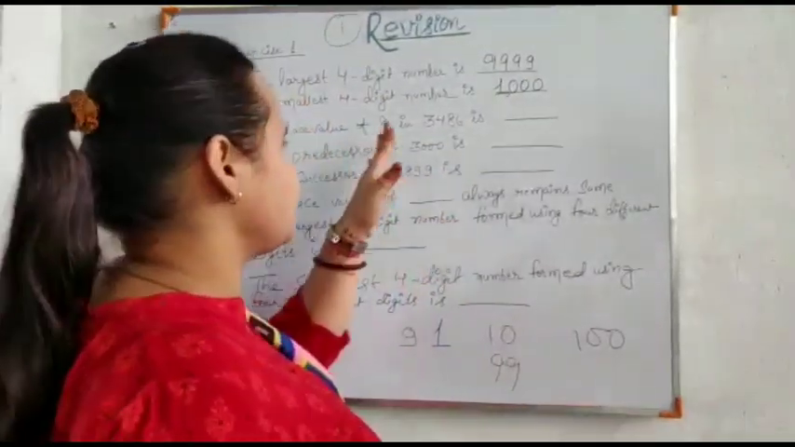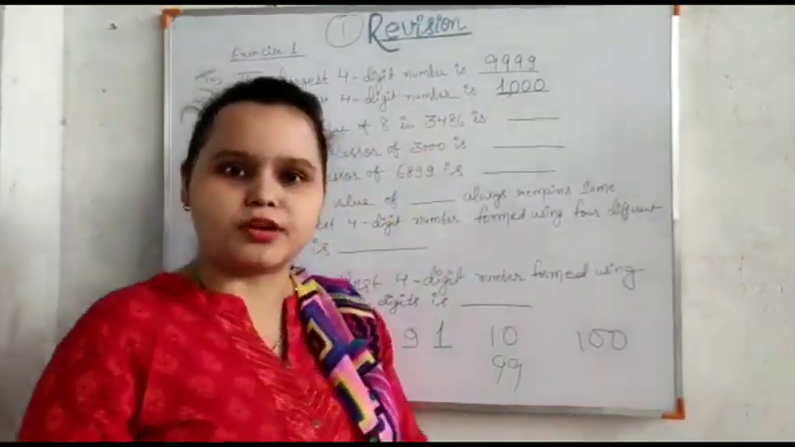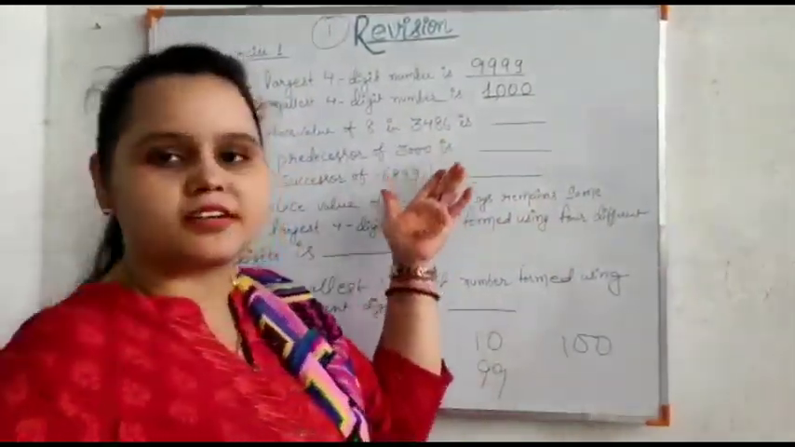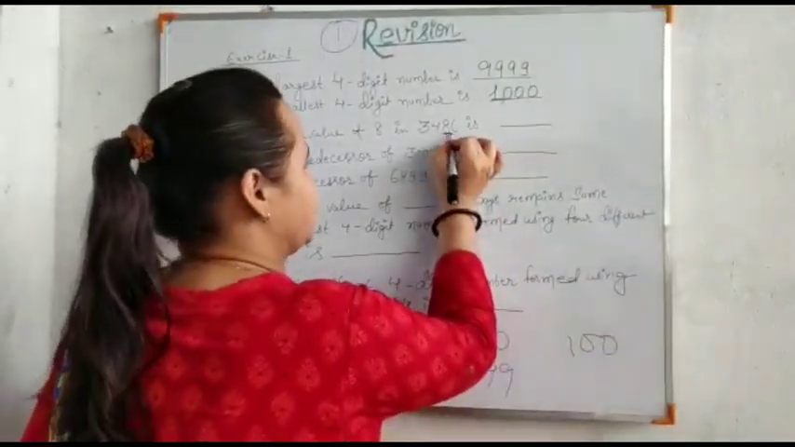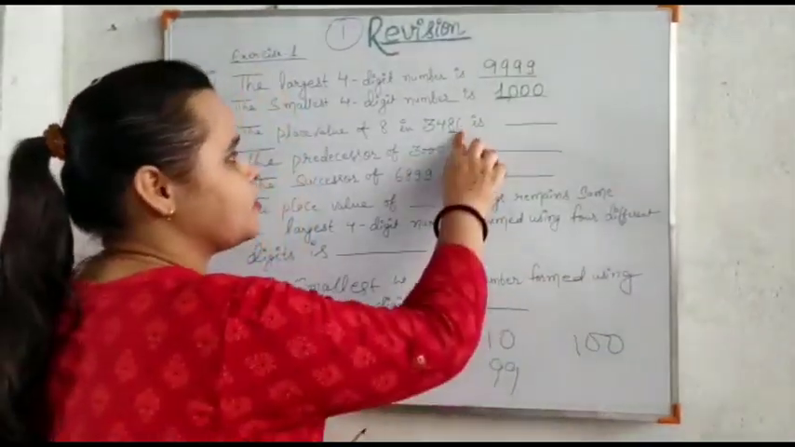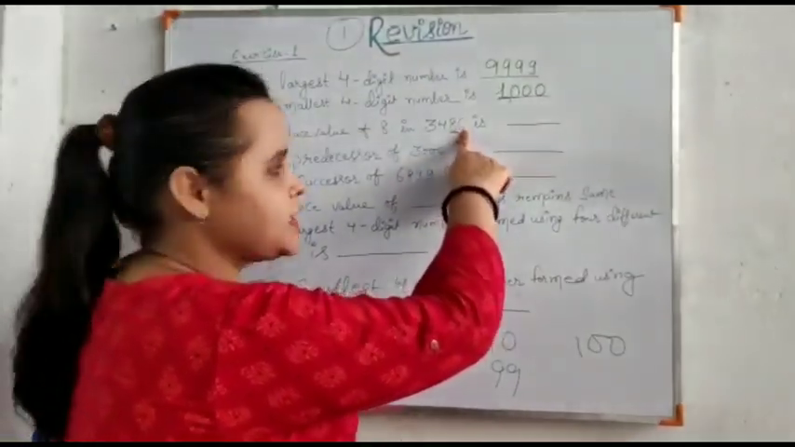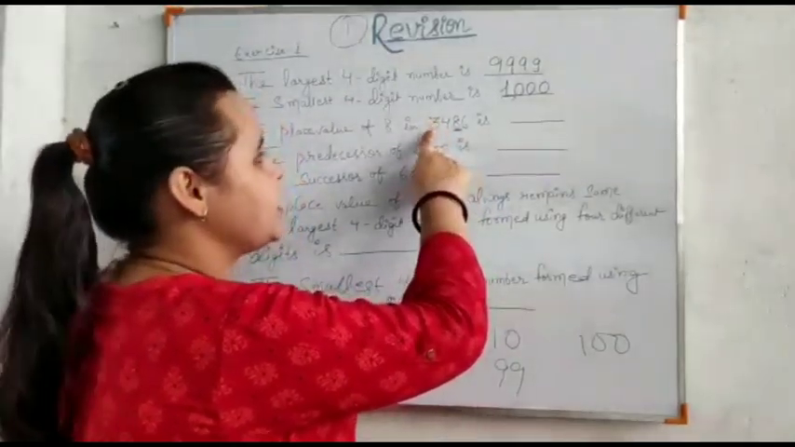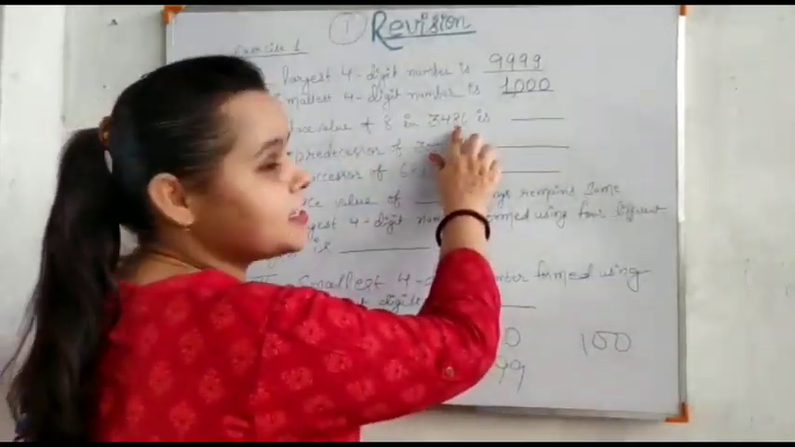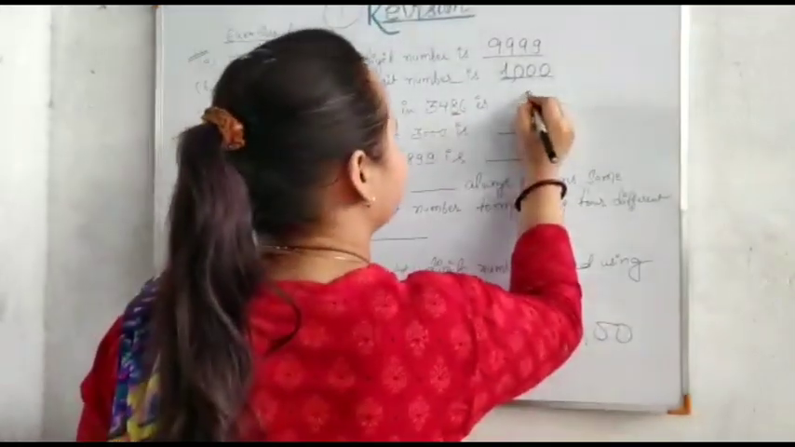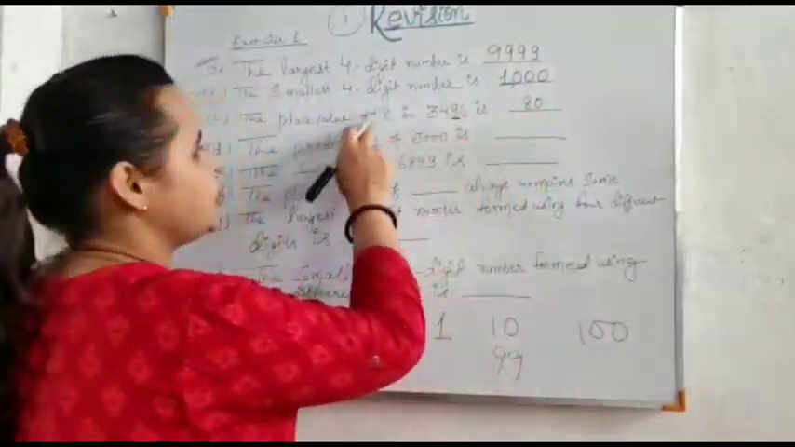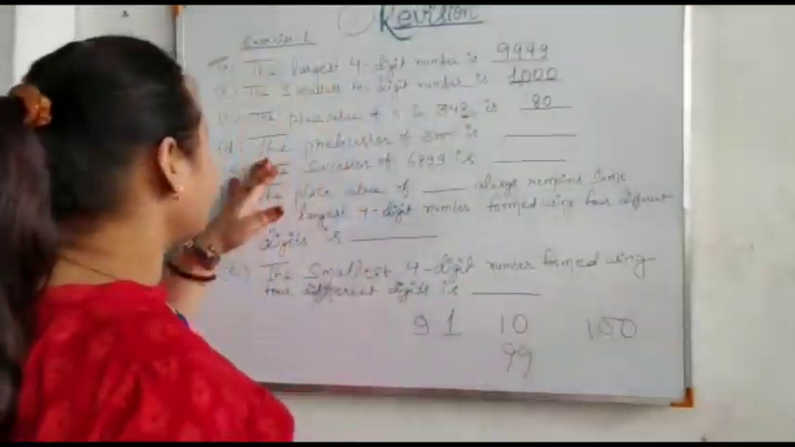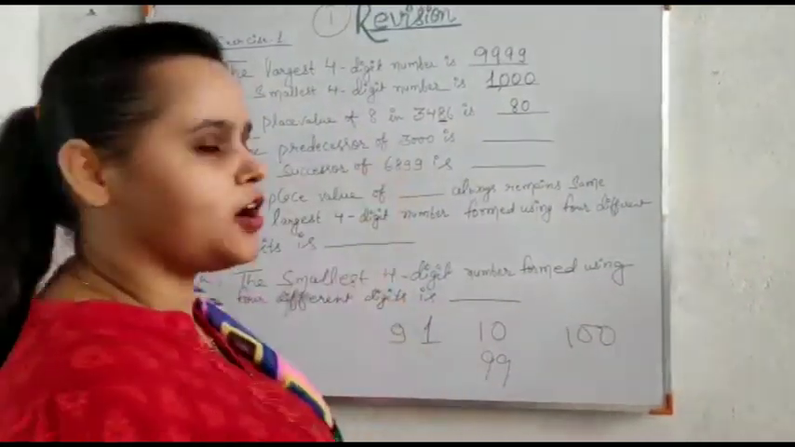The next question is the place value of 8 in 3486. Now I have to tell you the place value of 8 in 3486. Just we say once: 6 is in the ones place, 8 is in the tens place, 4 is in the hundreds place and 3 is in the thousands place. 8 is in the tens place, so we will write it as T. The place value of 8 in 3486 is T.